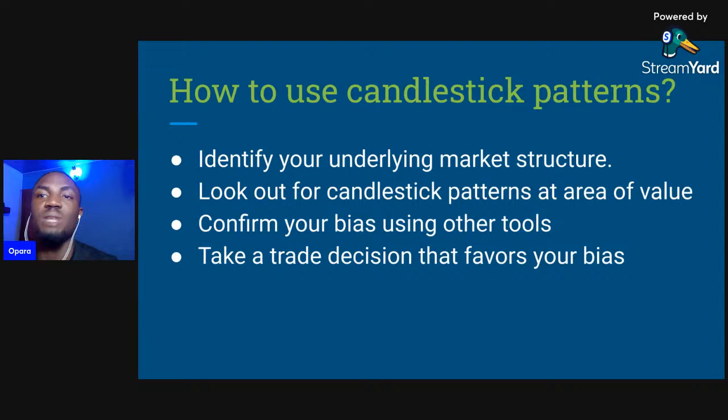It always starts from identifying your market structure. Then look out for candlestick patterns at areas of value, because you know what areas of value are. Then confirm your bias using other tools. Of course, like I said, you don't trade candlestick alone. In fact, you don't trade anything alone. You must look for a confluence at your support and resistance, trend lines. Look for other confluences too before you take a decision, which is the final step in using a candlestick.